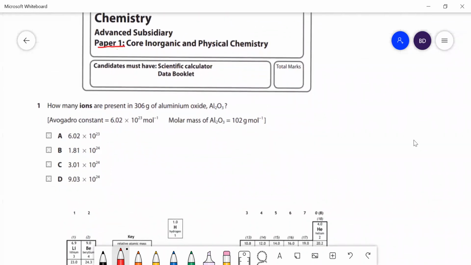How many ions are present in 306 grams of aluminium oxide? Okay, so first of all, we need to work out the number of moles of aluminium oxide. So moles of aluminium oxide is mass over MR. So that's 306 divided by 102, which is the MR of aluminium oxide. So that gives us 3 moles.